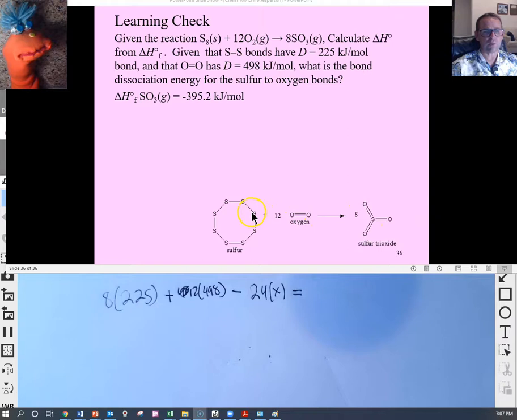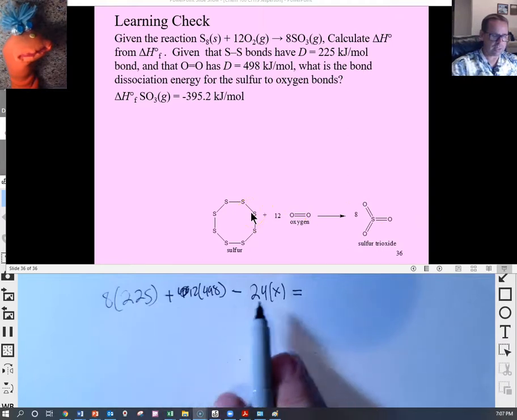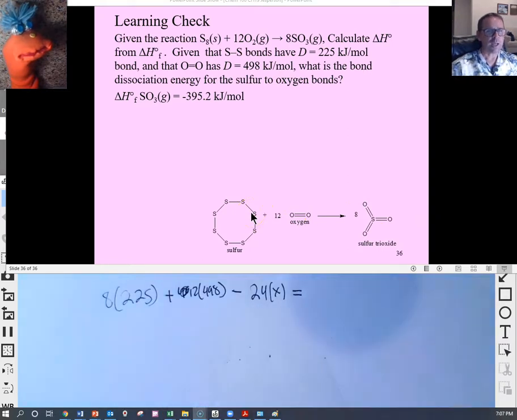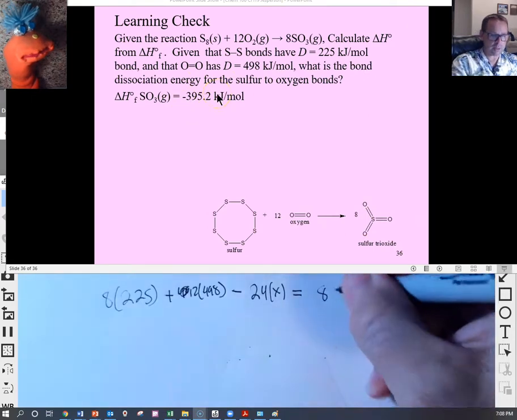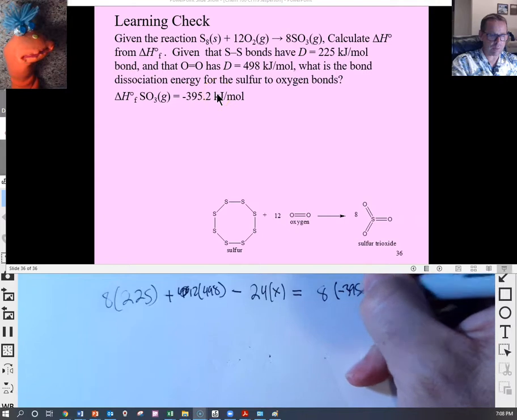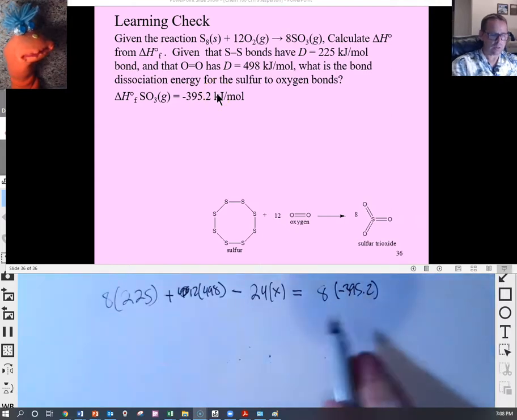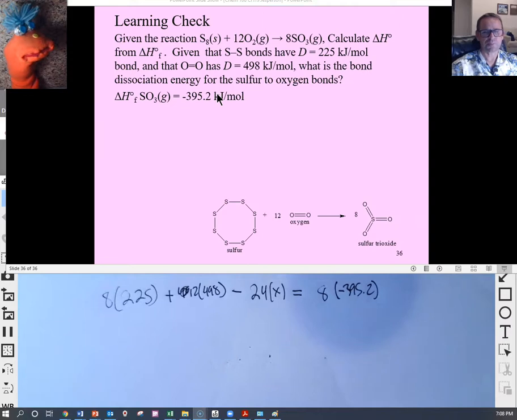So if I want to take this much energy, I see I'm given the delta H of formation of 395.2. And again, that's kilojoules per mole. So I know that this reaction here, which forms 8 moles, is going to have a delta H of 8 times that delta H of formation. So I can put here 8 times a negative 395.2 and solve for x. All right? You want to try to do the math there and solve for x?